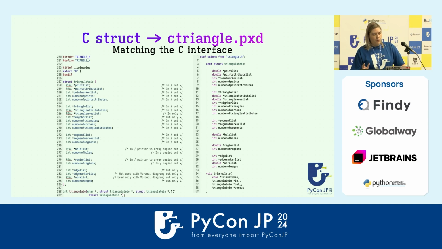In terms of what the original C code looked like versus what needed to be mapped into my library, there's the C struct on the left side and the triangle PXD on the right side. There are 14 attributes. These are lists that contain coordinates or references to coordinate pairs because we're dealing with geometry. For example, the triangle list attribute has three integers per triangle that reference the different points in the point list. The other constants that are part of the C struct are for bookkeeping, basically to know where the values end in the contiguous memory. That's part of the C code.